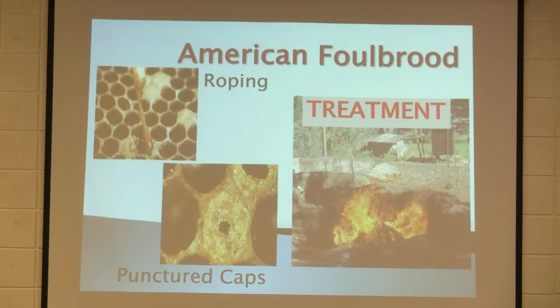The only treatment if you get an American foul brood is to burn the hive. And usually it goes from hive to hive. So you may end up burning 5 or 6 hives, including the bees. Everything has to be burnt.